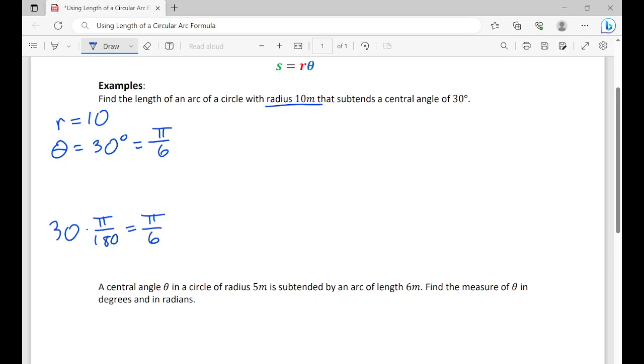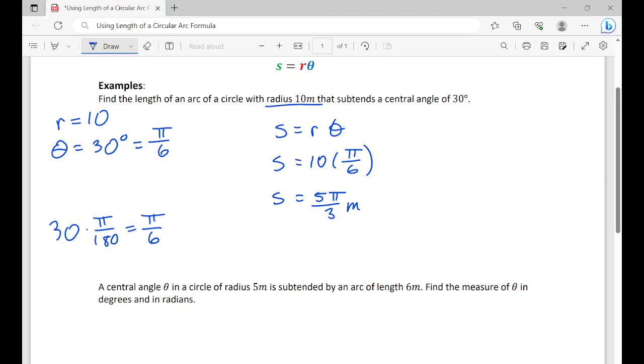Now that we have everything we need, we can find the length of the arc, s. So s equals r theta. S equals 10 times pi over 6, and that's going to end up giving us 5 pi over 3 meters.